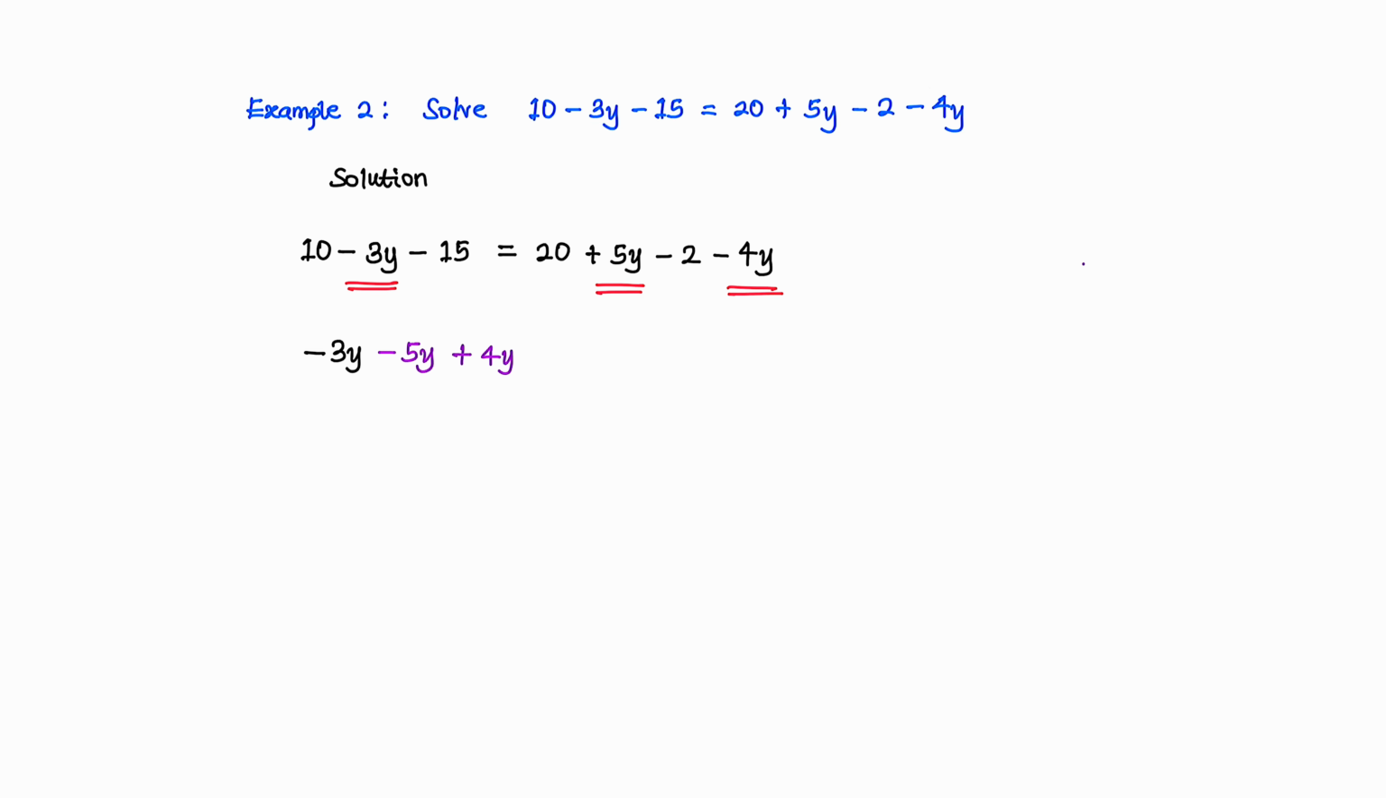And then equal to, the right side we have 20 and we have minus 2. These values have no y, so we need to keep them on the right. So I start with them. I have 20 minus 2. The next thing I need to check is the left side. On the left side, I have 10 and minus 15. So this 10 needs to go from the left to the right side. So when 10 goes to the right side, the sign of 10 here is positive, so it becomes negative 10.